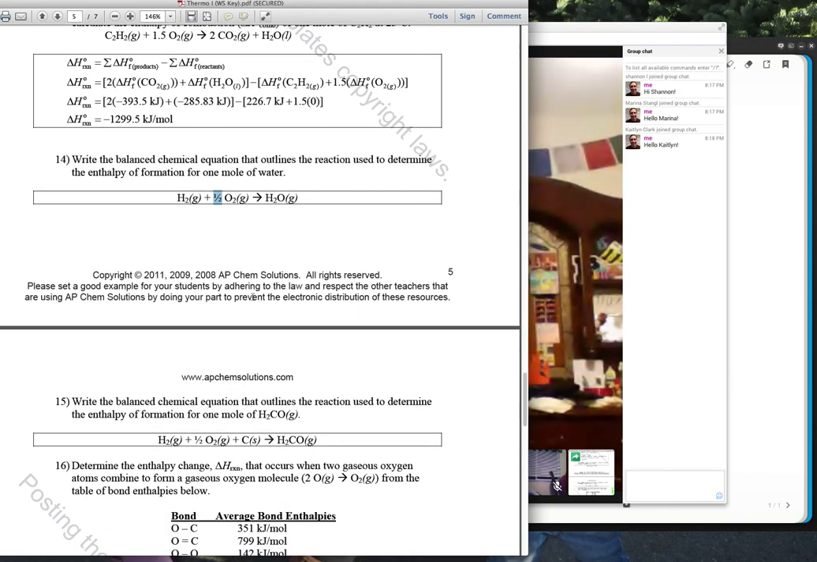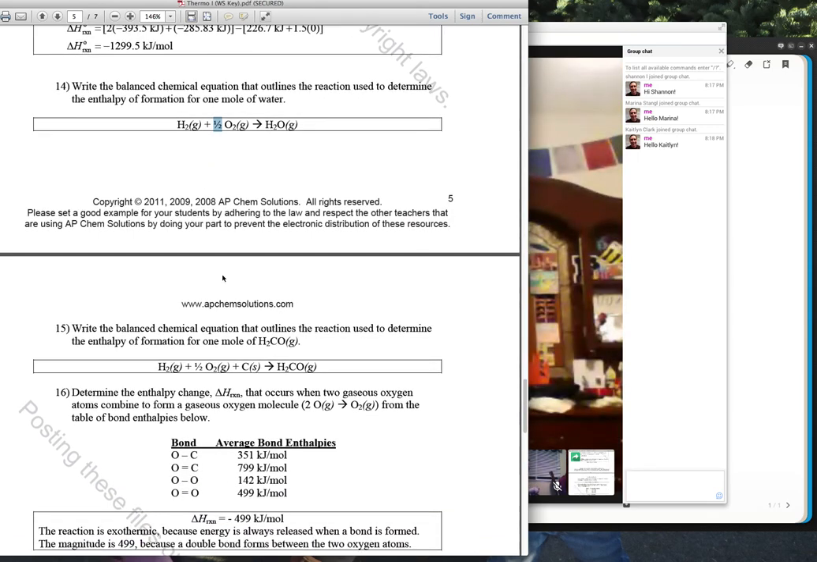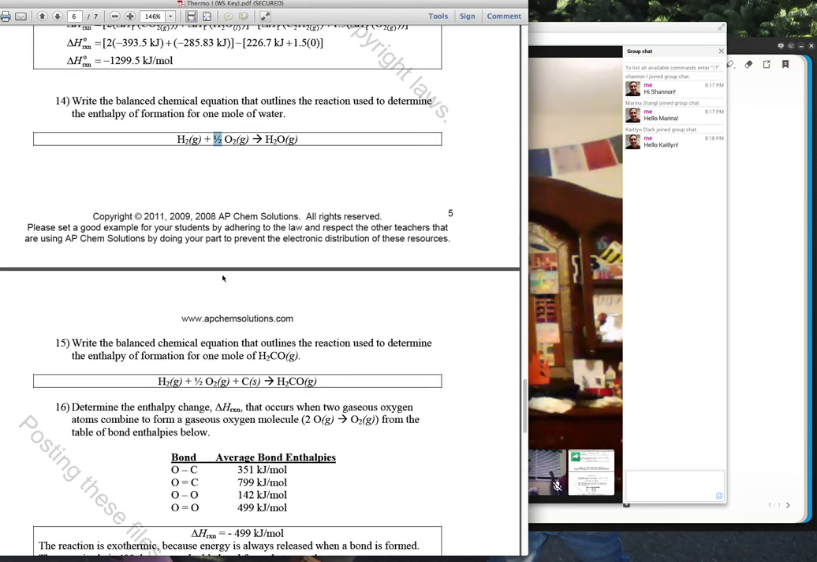That is nice. I used to grade. I used to mark off if it was wrong, and now I don't have to. Yeah, because I would do the problem and then look at the answer key and be like, oh, those were all kilojoules per mole instead of just kilojoules, and go back and fix it.